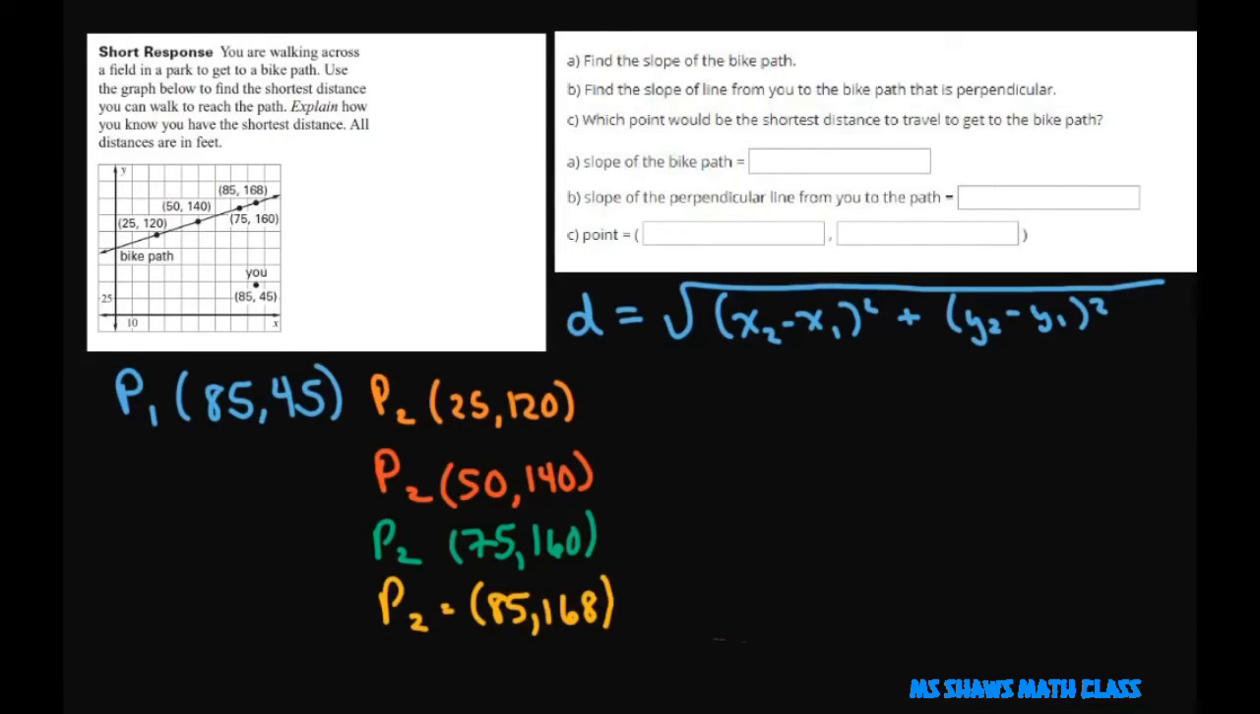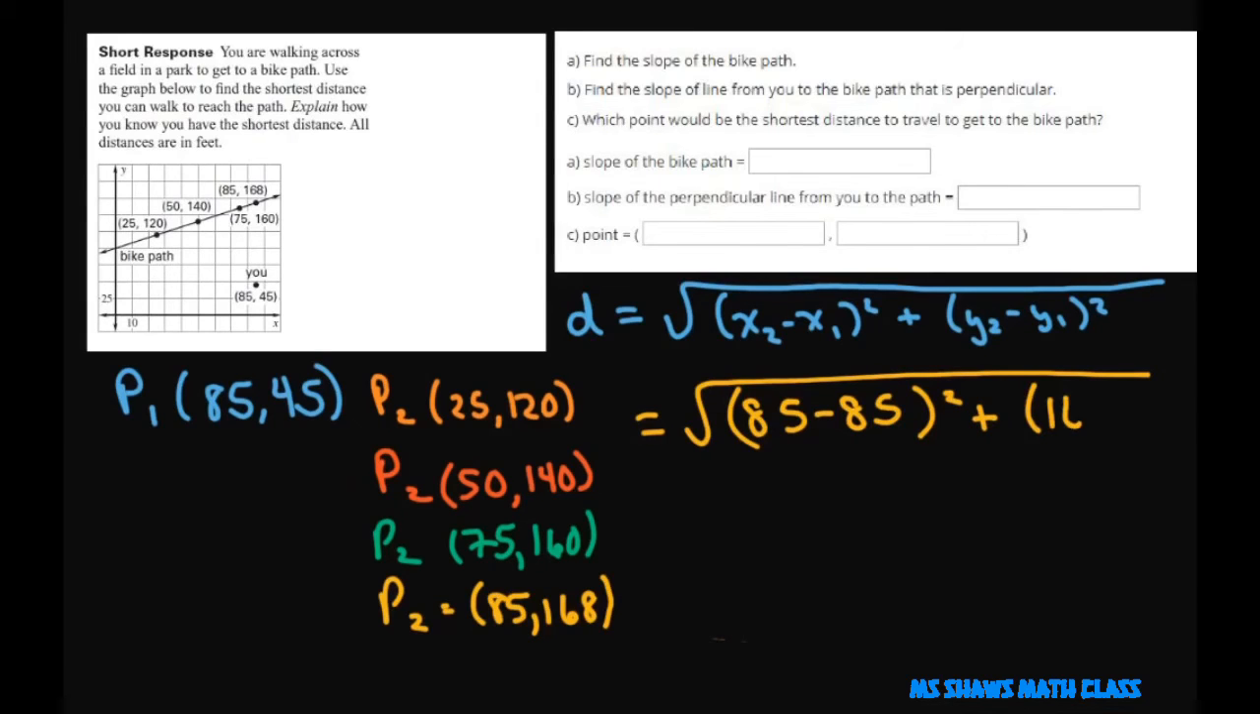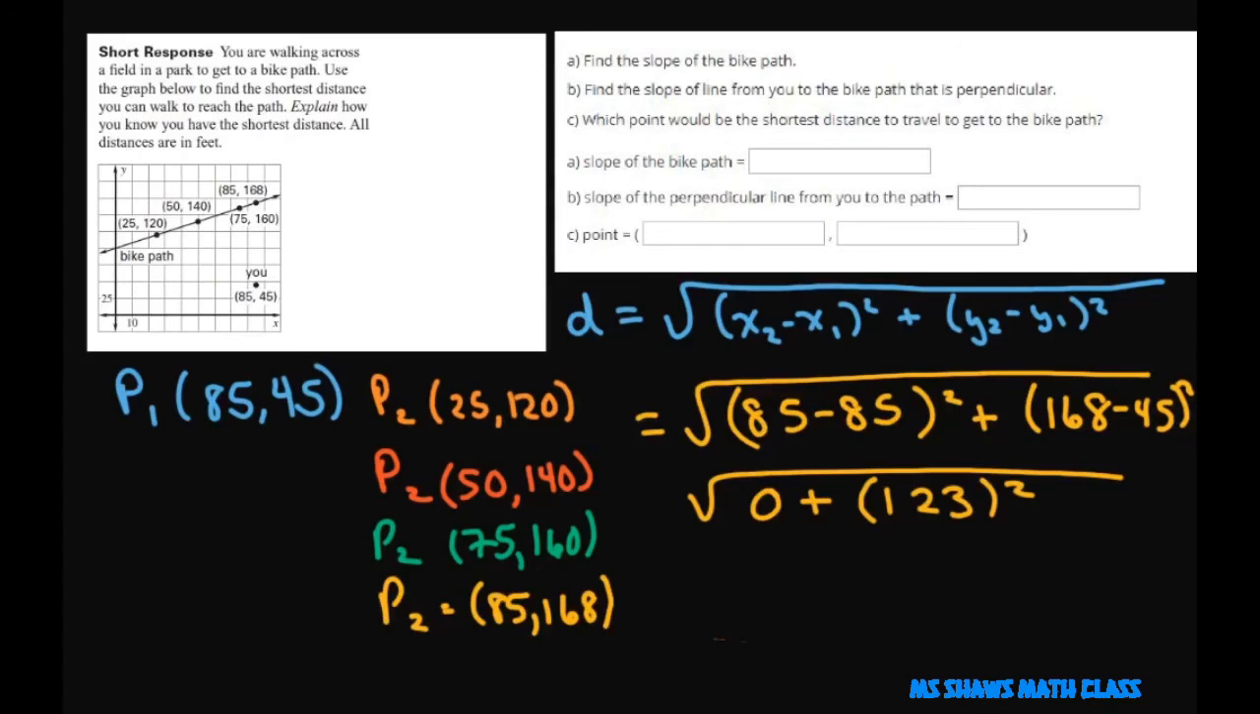So the last one we're going to do is 85 minus 85 plus 168 minus 45 squared. So that's going to be 0 plus 123 squared. 123 squared is the square root of 15,129, which is still bigger. So our smallest distance is this number.